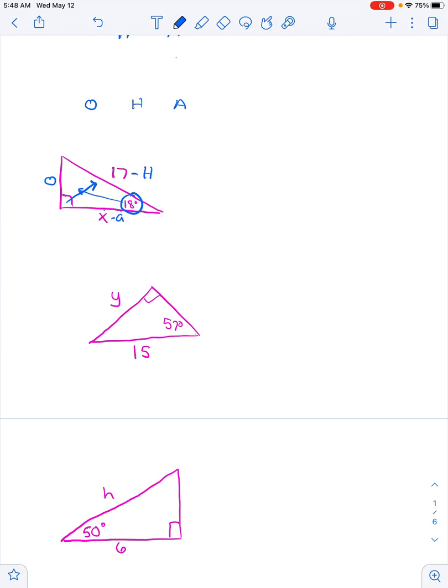The ones I'm using are adjacent and hypotenuse, which makes it cosine. So we say cosine of angle 18 equals the adjacent side x over 17. And then our rule is if the variable's on top, we multiply. So it's 17, always the side, times cosine 18.